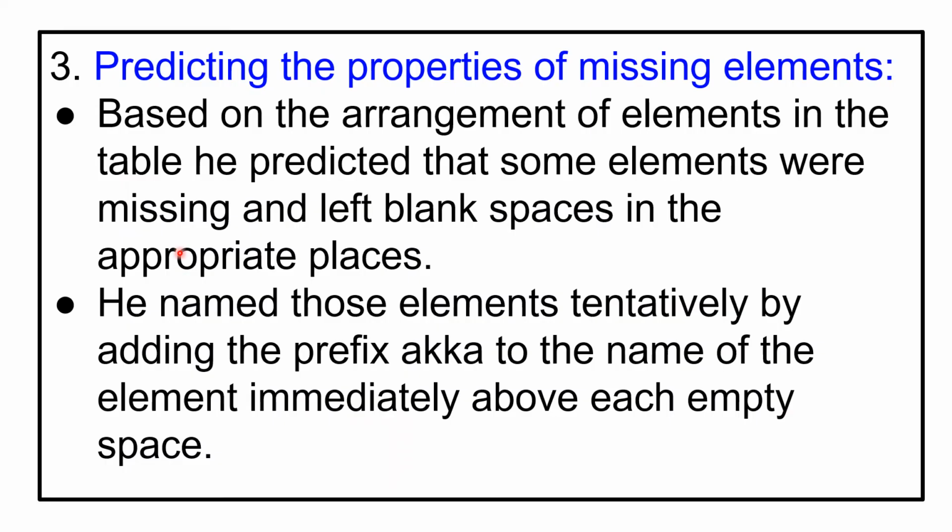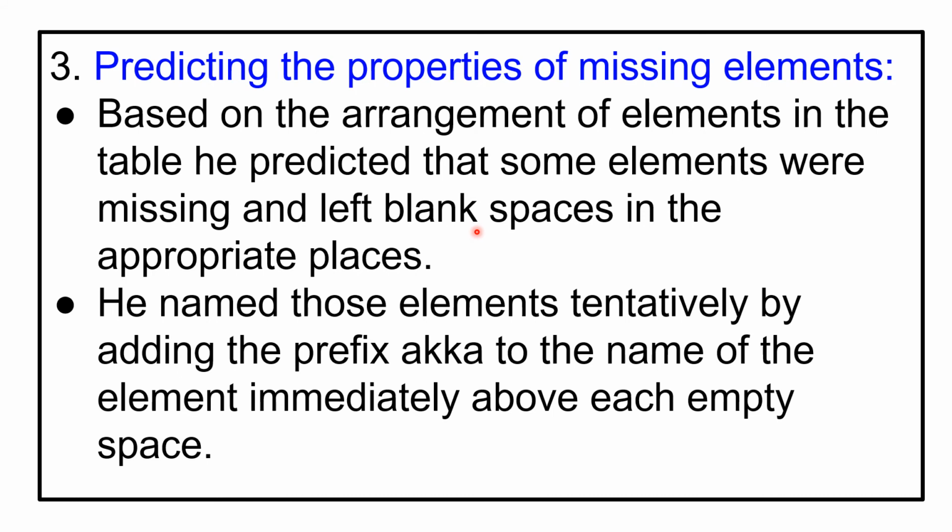The next achievement of Mendeleev's periodic table is predicting the properties of missing elements. Based on the arrangement of elements in the table, he predicted that some elements were missing and left blank spaces in the appropriate places. His success lies in foreseeing this. That's what you can see here and there: empty spaces left in the table, and the seventh period is almost empty.